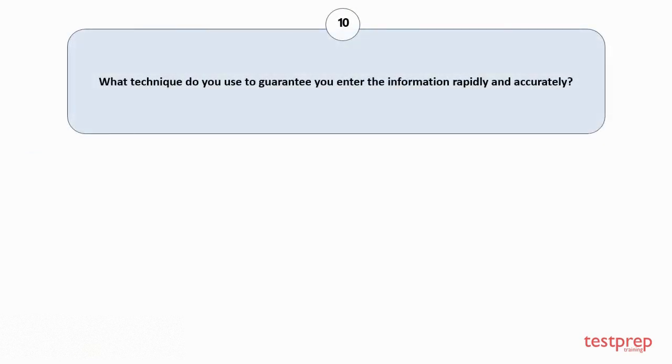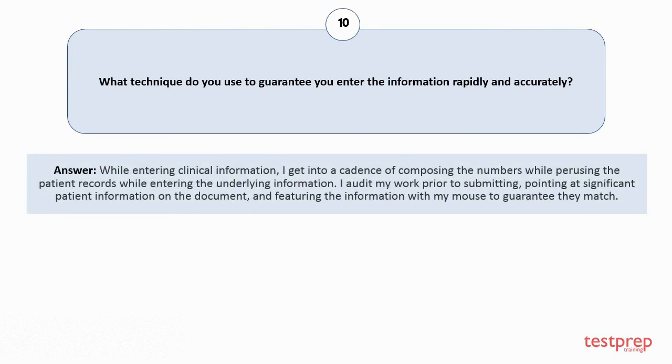Question number 10, what technique do you use to guarantee you enter the information rapidly and accurately? Your answer is: while entering clinical information, I get into a cadence of composing the numbers while perusing the patient records while entering the underlying information. I audit my work prior to submitting, pointing at significant patient information on the document, and featuring the information with my mouse to guarantee they match.